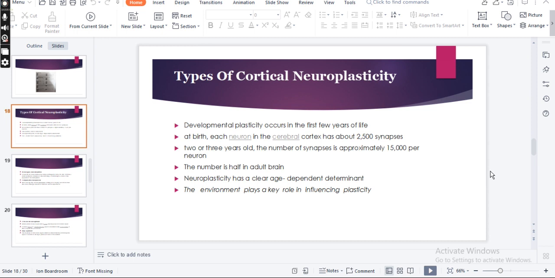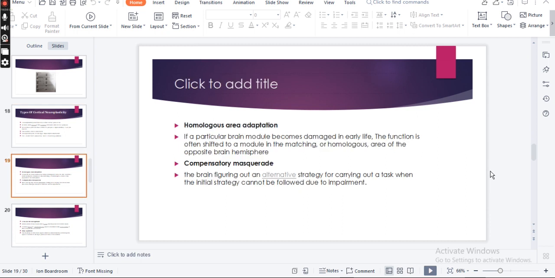First, developmental plasticity occurs in the first few years of life. At birth, each neuron in the cerebral cortex has about 2500 synapses. At 2 or 3 years old, the number of synapses is approximately 15,000 per neuron. The number is half that in the adult brain. Neuroplasticity has a clear age-dependent determinant. The environment plays a key role in influencing plasticity.